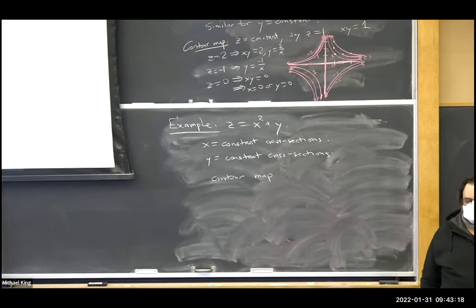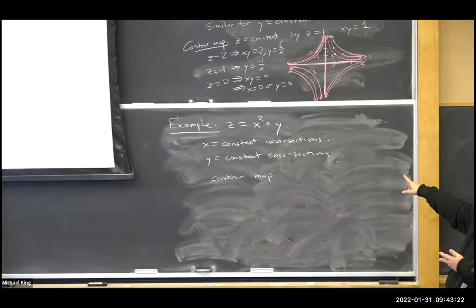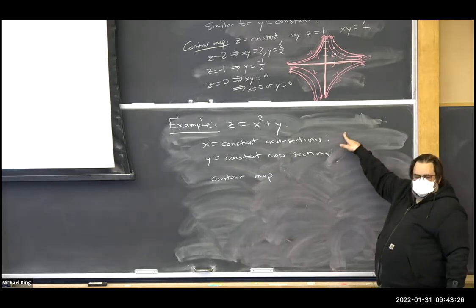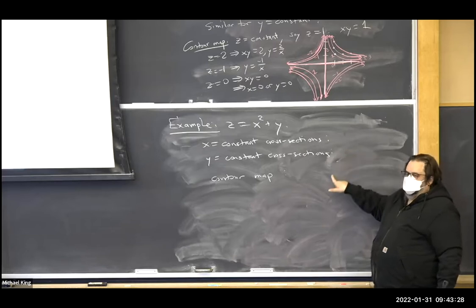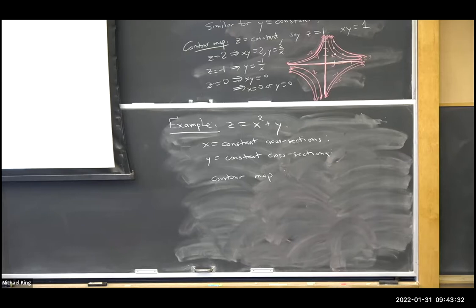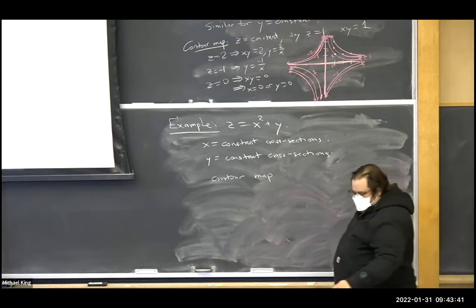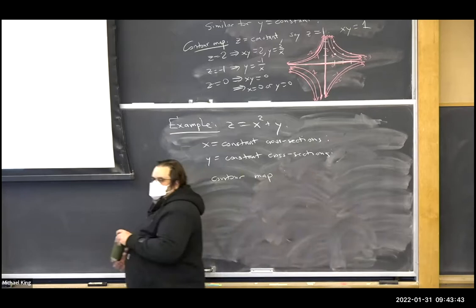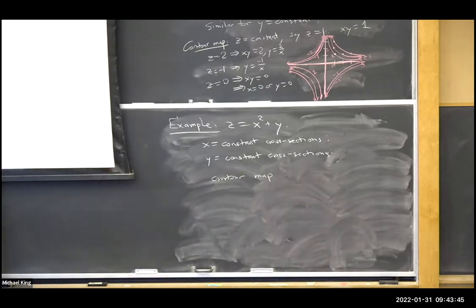Awesome. So now the people you just talked to, work with them on this. Try to figure out what the x equals constant cross sections are, y equals constant, and the contour map. Do all those, and then see if you can put it together and see in your mind what the surface is actually going to look like. It's no fun when I just lecture the whole time, right?